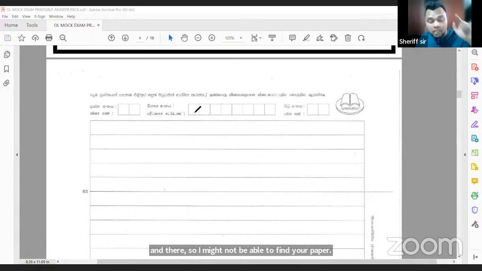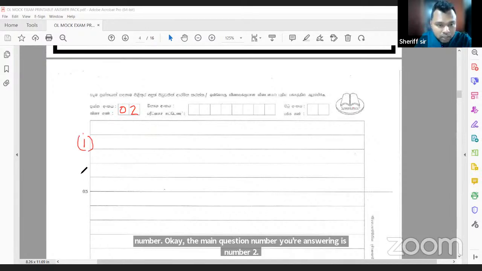In the real O-level exam, you will be writing your index number on each and every page. Then here you will be writing the question number. Suppose the main question number you're answering is number 2. You are writing 2 here, not anywhere else. And Roman 1 will come here.